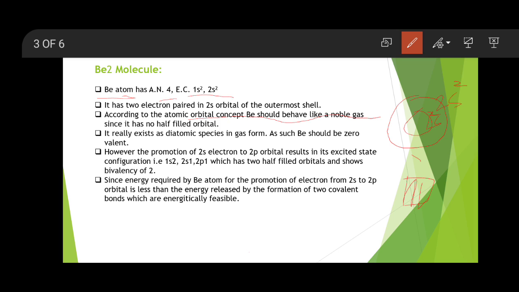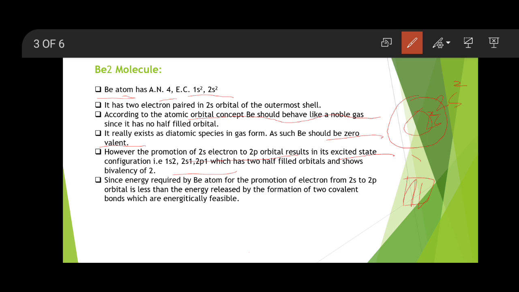that can be understood with the help of valence bond theory. Does it really exist as a diatomic molecule in gaseous form? As such, beryllium has zero valence. If there are two electrons present in the s orbital, that means it is zero valent. But this is not so easy. However, promotion of a 2s electron to a 2p orbital in the excited state, now that can be possible.